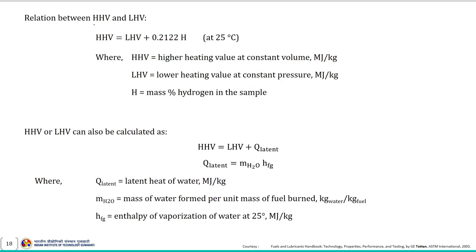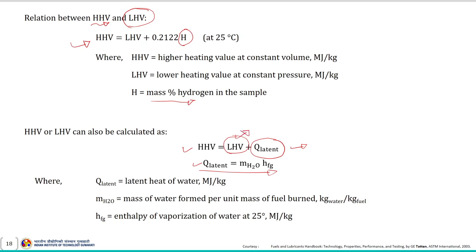And once we know the higher heating value of a given fuel, then we can easily estimate the lower heating value of the given fuel using this relation. So here the H is nothing but the mass percentage of hydrogen in the sample. Apart from this relation, even the lower heating value of a given sample can be estimated using another relation. In this relation, we need to know the latent heat of water, which can be estimated by this equation. And once we know the Q latent and the HHV, then we can easily estimate the lower heating value of a given fuel.